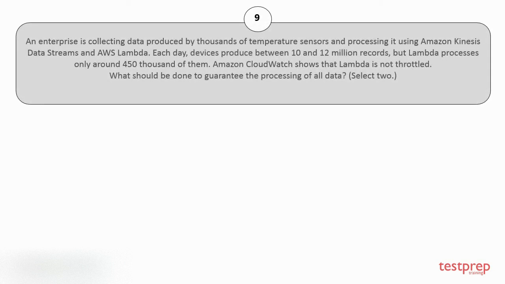Number 9. An enterprise is collecting data produced by thousands of temperature sensors and processing it using Amazon Kinesis data streams and AWS Lambda. Each day, devices produce between 10 and 12 million records, but Lambda processes only around 450,000 of them. Amazon CloudWatch shows that Lambda is not throttled. What should be done to guarantee the processing of all data? Select 2.